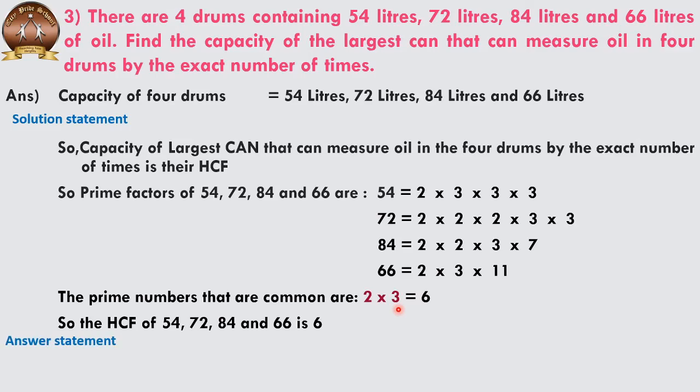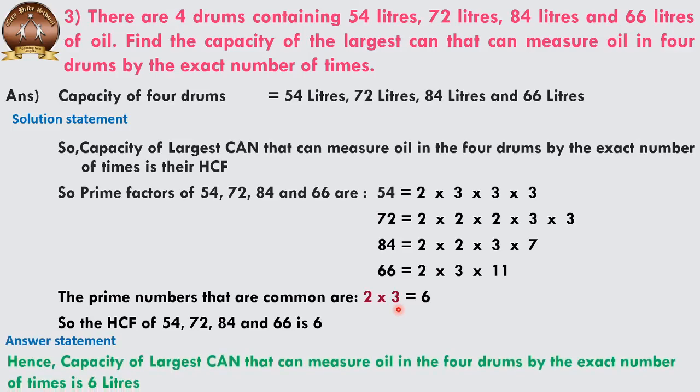The answer statement can be written as, hence the capacity of the largest can that can measure oil in the 4 drums by the exact number of times is 6 liters.